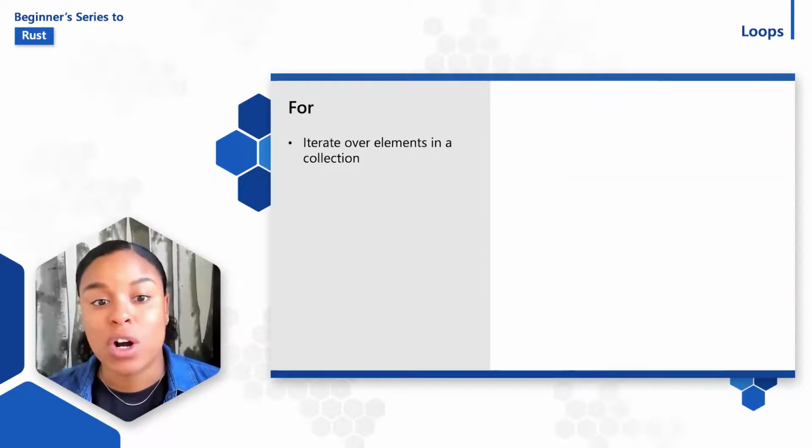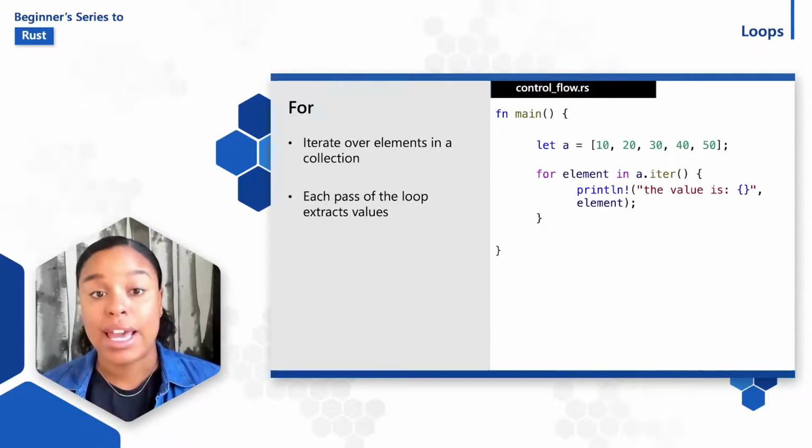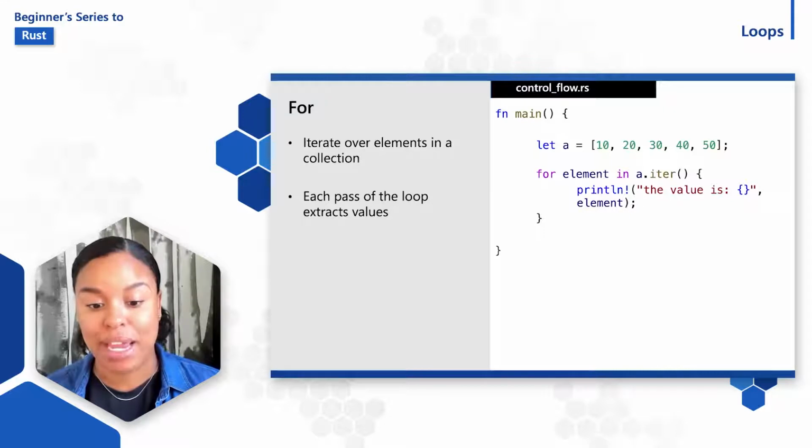And lastly, there are for loops. For loops are best for iterating over elements in a collection, like an array. With each pass of the for loop, values are extracted from an iterator. In this code sample, inside of the main function, we define an array called a with 5 elements. The code iterates through each element in the array and binds it to the element variable. Then the value is printed. Once the end of the array is reached, the code will continue on executing.